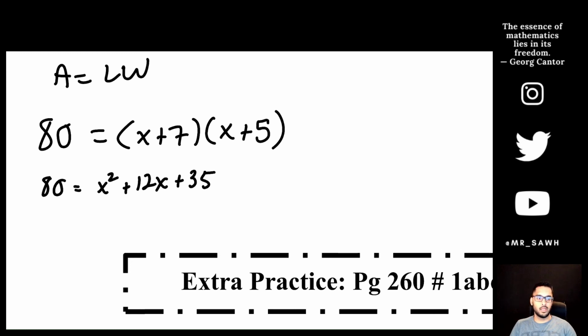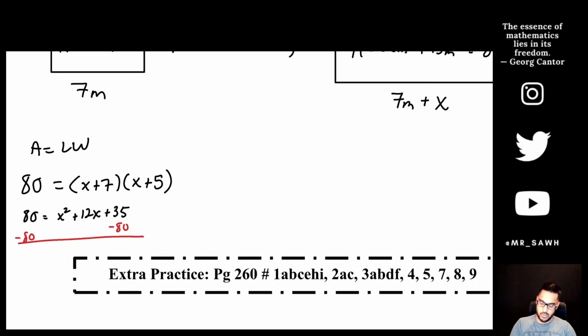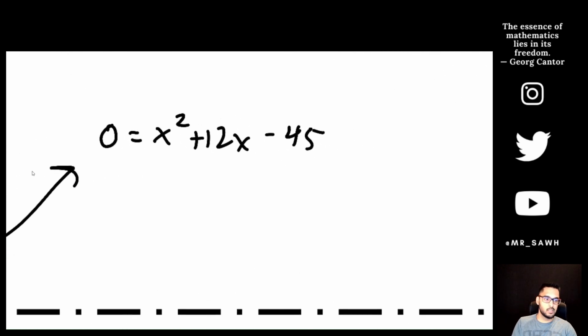So if we move everything to one side to make it 0, we can subtract 80 from the left side. That'll combine there. So 0 equals x squared plus 12x minus 45. And again, it's equal to 0. There's my trinomial. Factoring is the most important thing you could do here. So break it up. Find two numbers that multiply to negative 45, add to 12, and you'll find it works out to be a positive 15 and a minus 3.